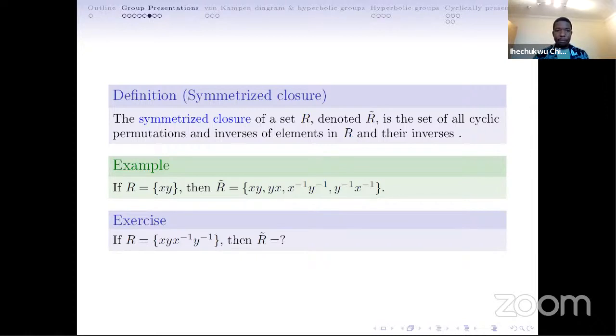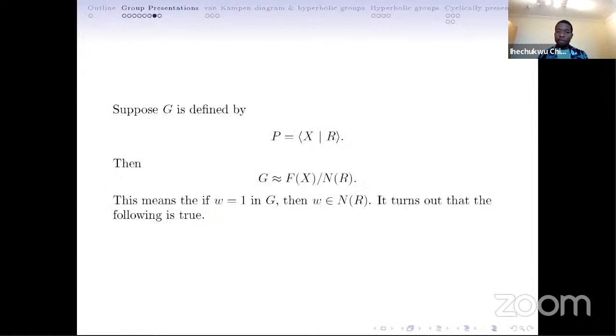So now suppose we have a group which is defined by a presentation. What this means is that your G is a quotient of the free group by the normal closure of R. And this means that if W is a word in your free group which is trivial in G, then W has to belong here, because this is the set of things that are trivial in your group.